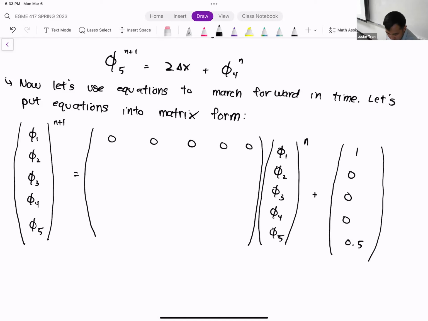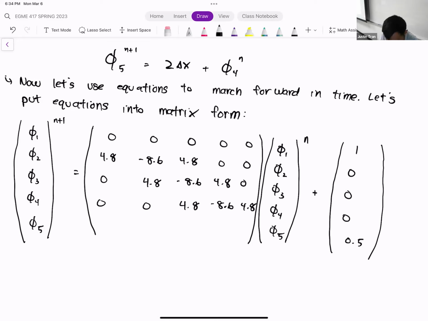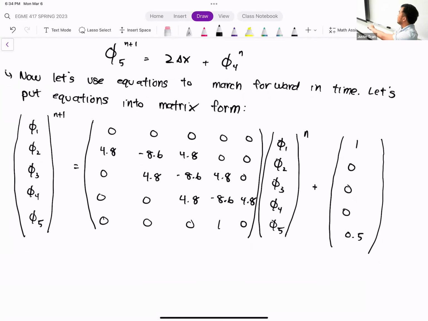Okay, so let me go ahead and fill in all the rest of the coefficients in that matrix. And so we have 4.8, minus 8.6, 4.8, 0, 0. Then we have 0, 4.8, minus 8.6, 4.8, and 0. And we have 0, 0, 4.8, minus 8.6, 4.8. And then 0, 0, 0, 1, 0. So all I did there, just like we usually do, was take the set of equations that all involve phi on one side and extract those coefficients into a large matrix.